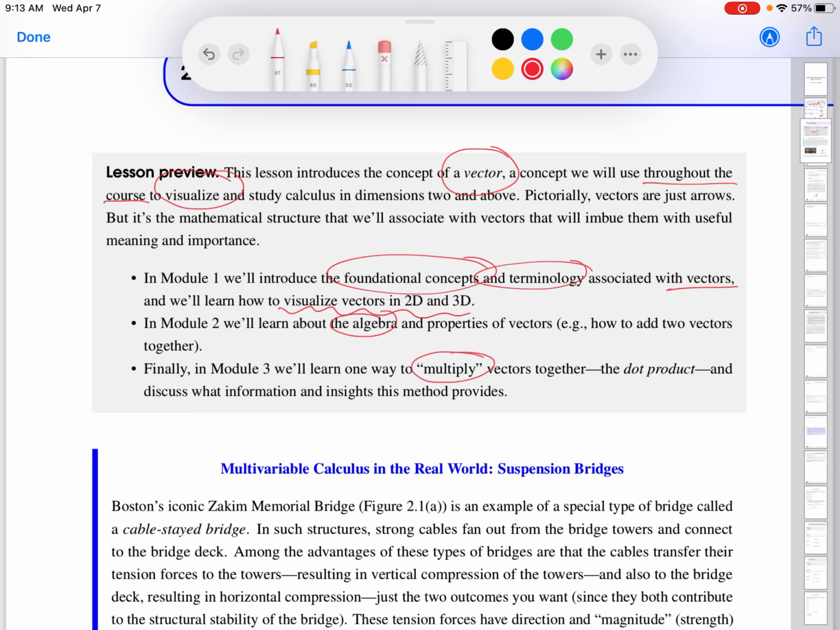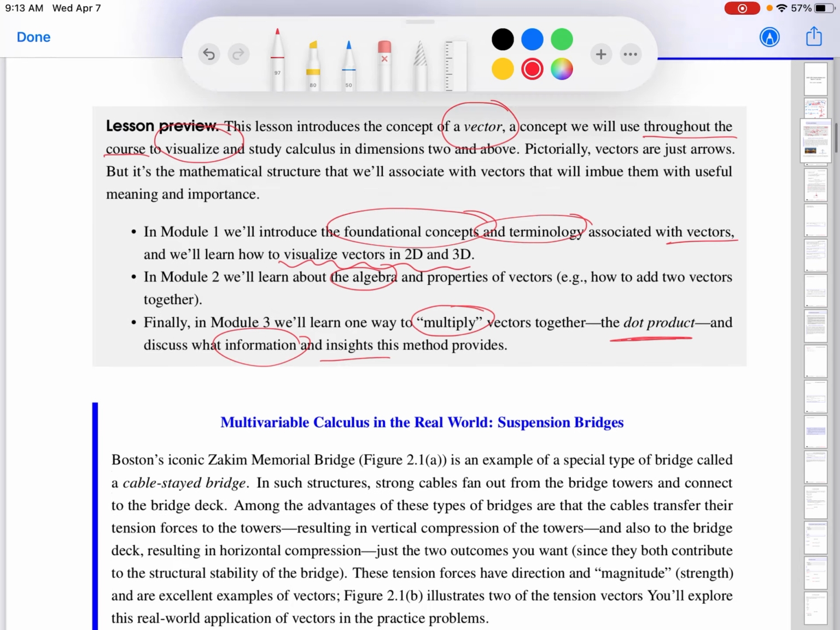So I put multiplication in quotes here because this is not the same as 2 times 3 when we multiply numbers. There are two operations for, quote, multiplying vectors. In this lesson, we'll talk about the first of those, called the dot product, and then discuss what information and insights that provides.